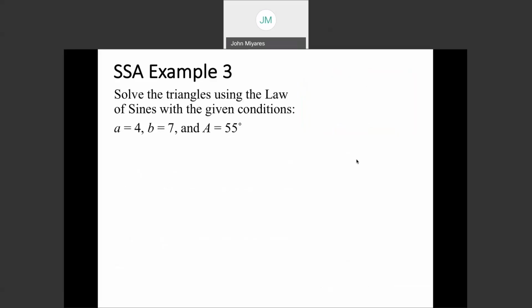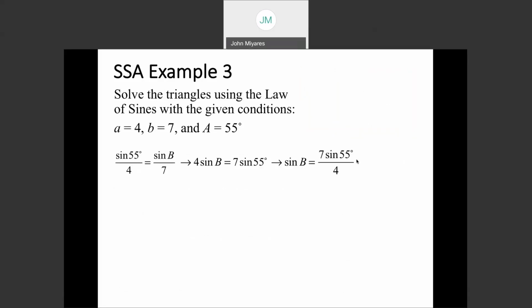Let's look at one more. And again, this is an example I alluded to earlier. Solve the triangle using the law of sines with the given conditions. Again, here's the law of sines. I want to take the sine of angle A over side A equals the sine of angle B over side B. Cross multiplying here gives 4 times the sine of B equals 7 times the sine of 55.